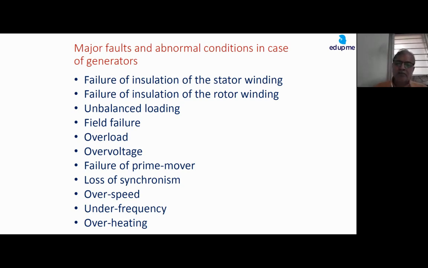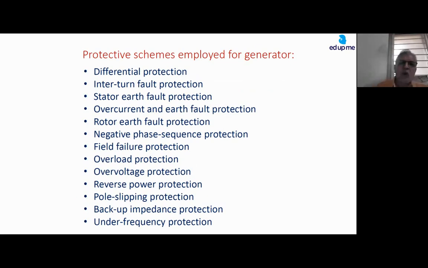Loss of synchronism. The power system becomes unstable, and therefore the generators will go out of step. Generators can lose synchronism to a certain extent, up to their transient stability limit, beyond which the generator has to be disconnected from the bus. That is known as pole slipping protection. Over speeding of a generator, under frequency, and overheating. These are the different faults. Only two are faults, the first two are faults. The others are abnormalities. For protection against all these, so many protections are there.